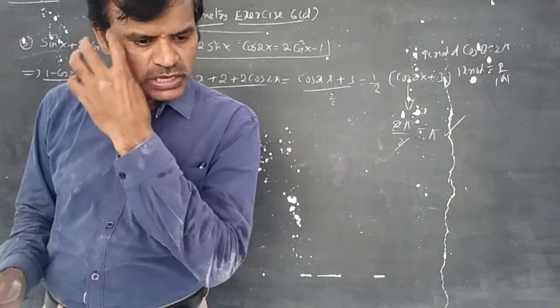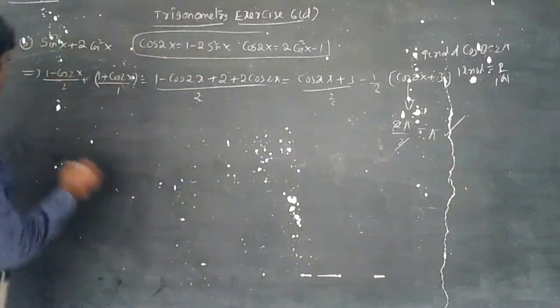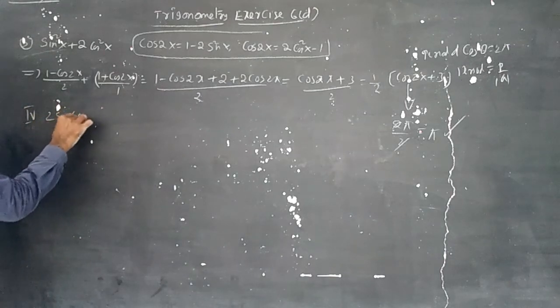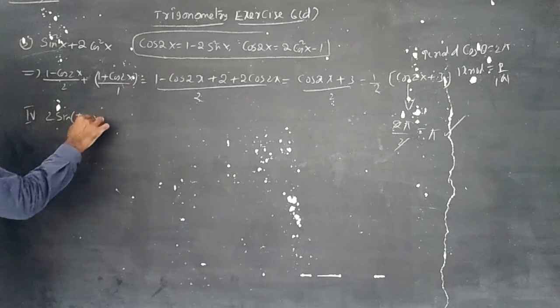Now the next one, the fourth: 2 sin of pi by 4 plus x into cos x.